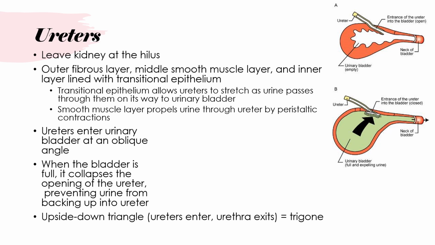So there's peristalsis again. The ureters enter the urinary bladder at an oblique angle, and when the bladder is full, it collapses the opening of the ureter, like we saw in the video, and prevents the urine from going back in the opposite direction into the ureter. So it's kind of like an upside down triangle, if you think about it.